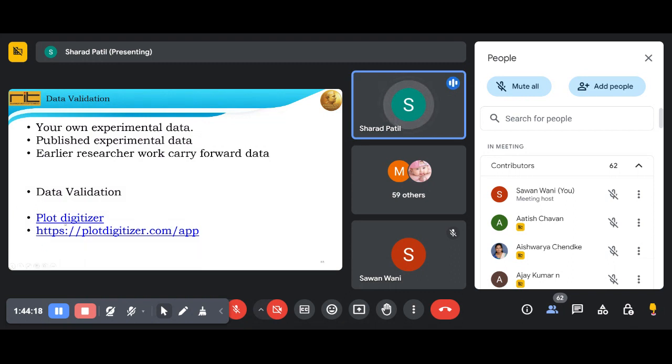So here, one of the freely available software is the plot digitizer. If you use this plot digitizer software, you can put the PDF file into the software and fix the XY coordinates. Then you can get the data from that.